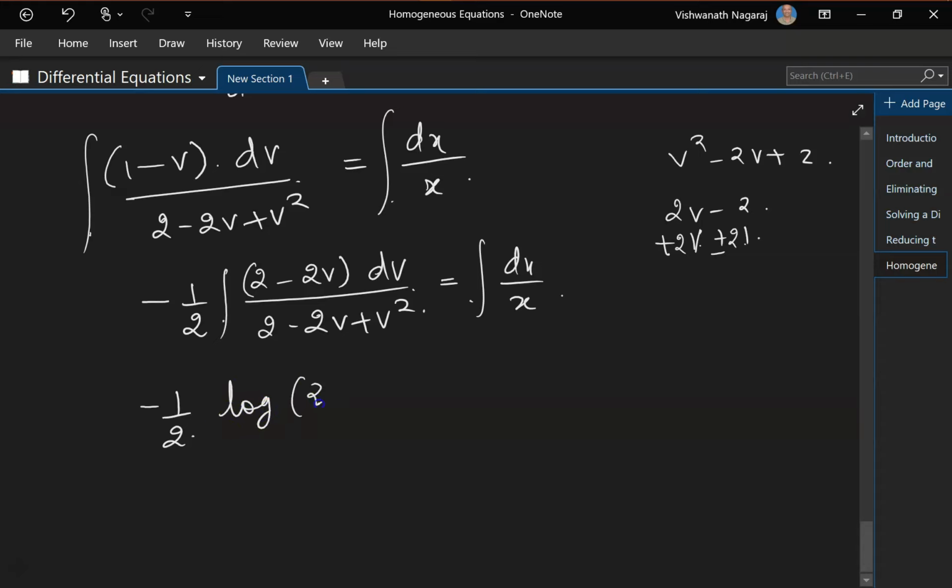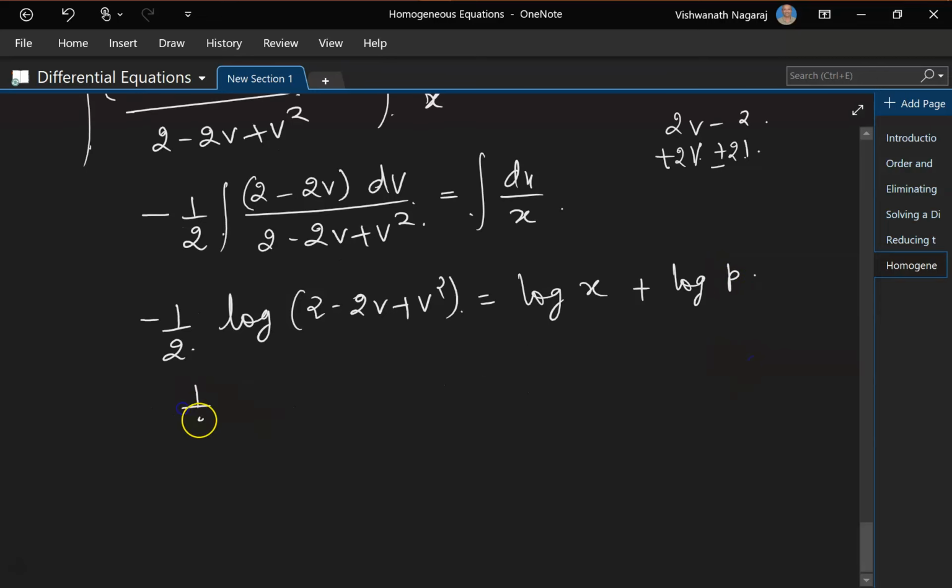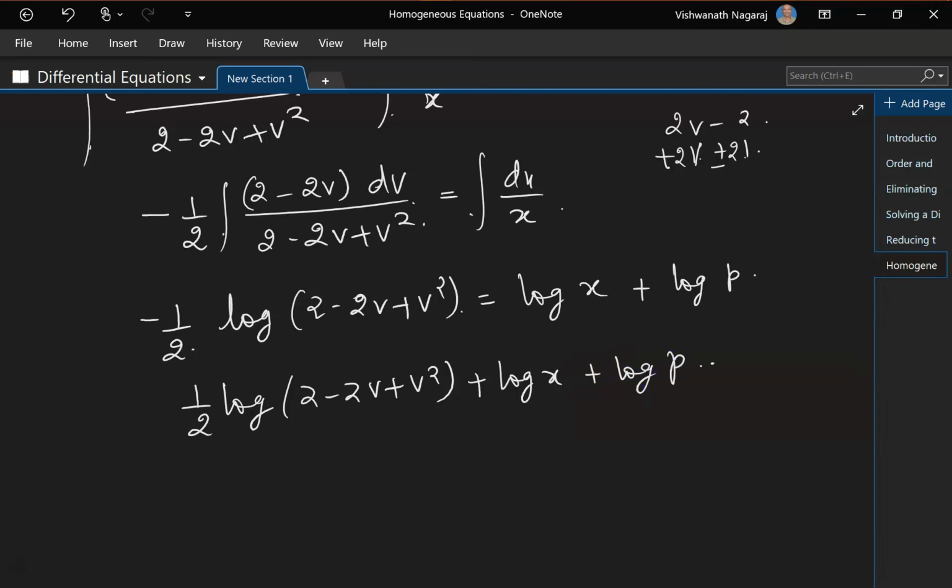Log of 2 minus 2v plus v square is equal to log of x. And whenever you have logs, make the integral constant also a log, so log p. So 1 by 2 log 2 minus 2v plus v square plus log x, let it come this side, plus log p, equal to 0.